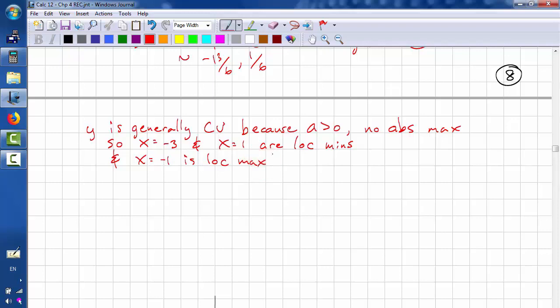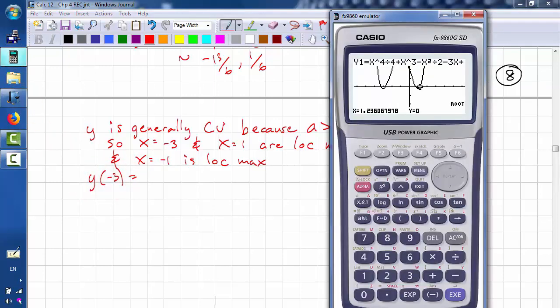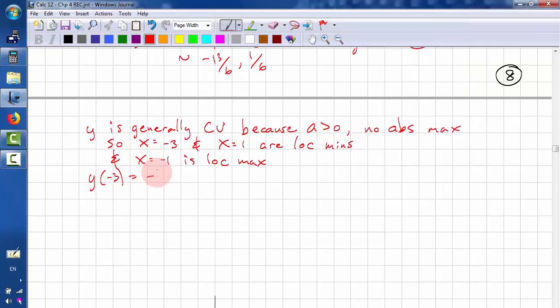Okay, let's find these maximums and minimums. y of negative 3 equals, we can just use our calculator here. Otherwise, if you're not allowed to use a calculator, you have to figure it out by hand. We can trace negative 3, and we get negative 1/4.